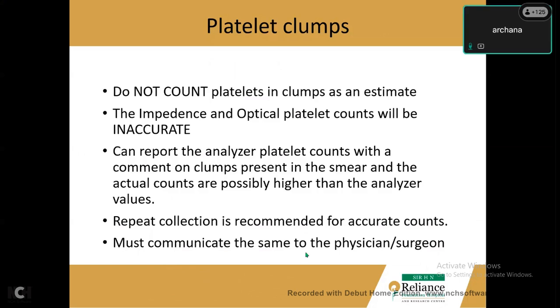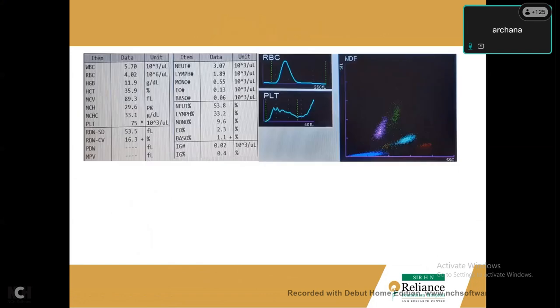And not only mention this in your report, because we have seen out of experience that sometimes our physicians may not read our comment. So we actually phone our physicians every time we see clumps and we're possibly asking for a citrate sample, because they need to know. It's always good to communicate.